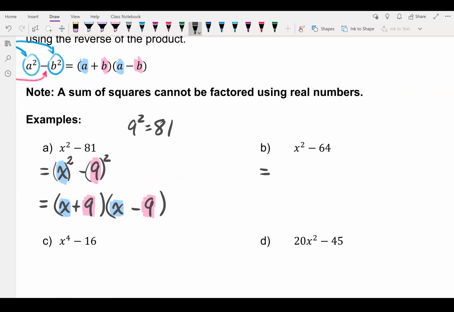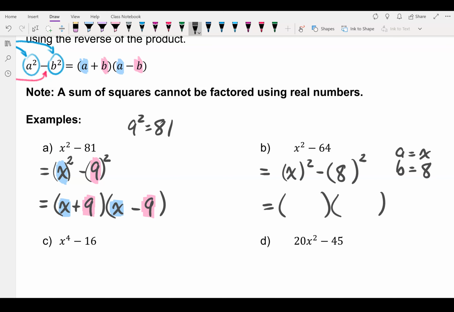So in the next case, we also have a difference of squares. The first is x squared subtracted something squared. Pause the video if you need to. What gives 64? Or in other words, what's the square root of 64? Square root of 64 is 8. All right? So think of it this way. A is x, b is 8, and just fill in this rule, okay? It'll be a plus b, so x plus 8, and a minus b, x minus 8. We're done. That's the whole question. Okay, that's all you need to do.